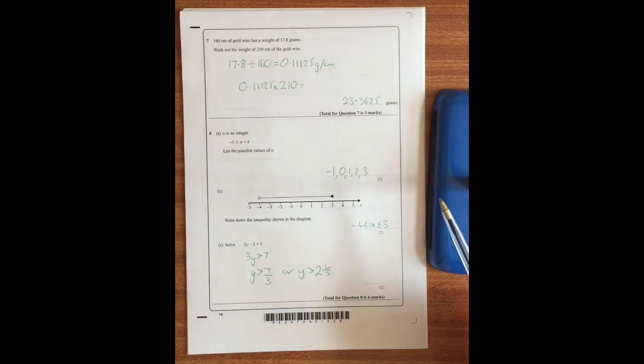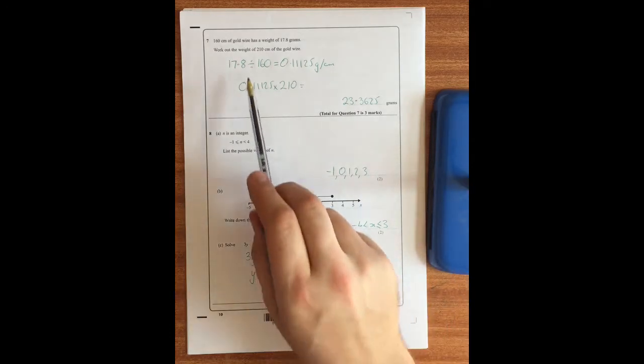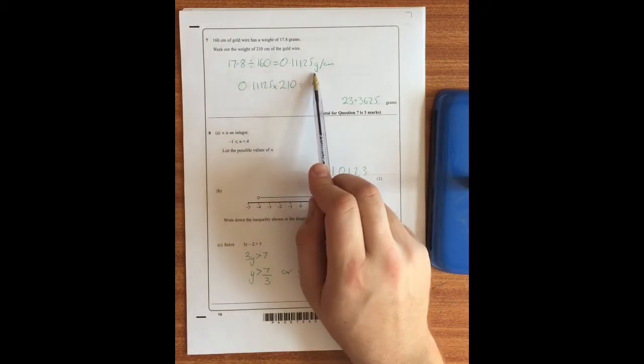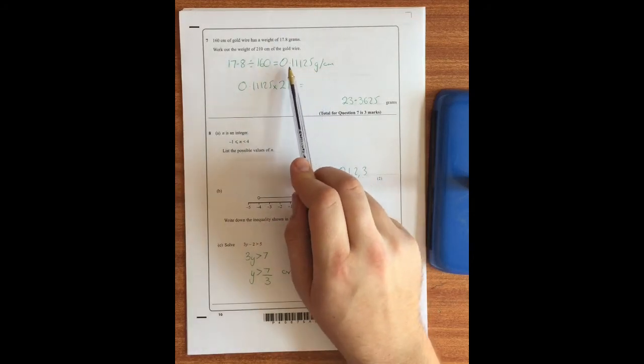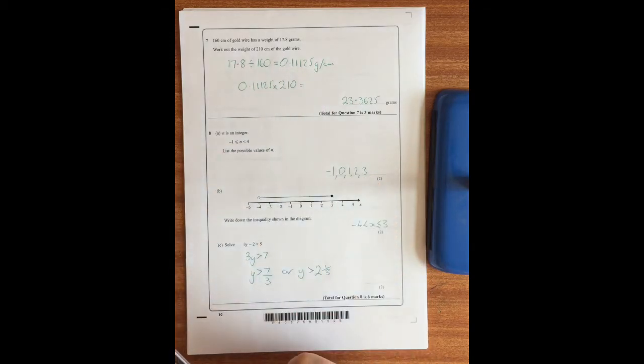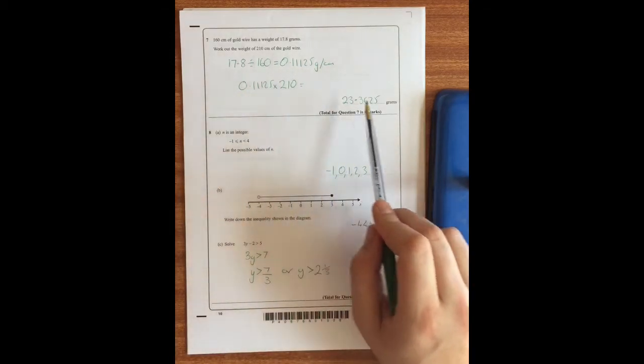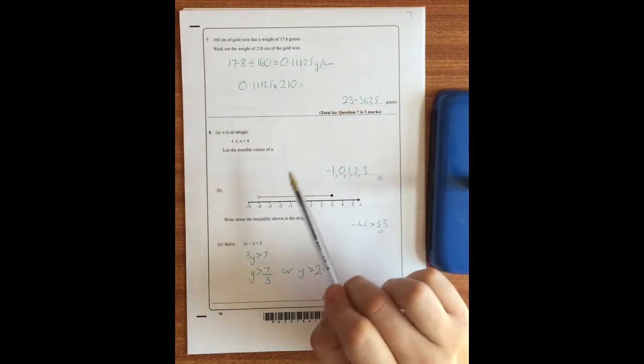Question 7. 160 centimetres of gold wire has a weight of 17.8 grams. Work out the weight of 210 centimetres. So 17.8 divided by 160 means that each centimetre weighs 0.11125 grams. 0.11125 times 210 gives us 23.3625 grams.